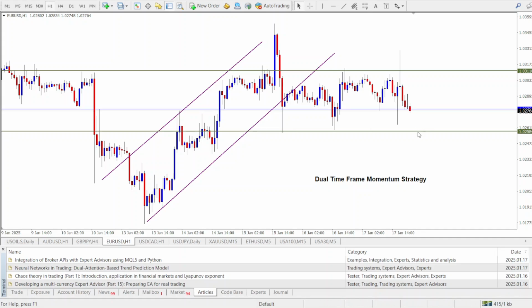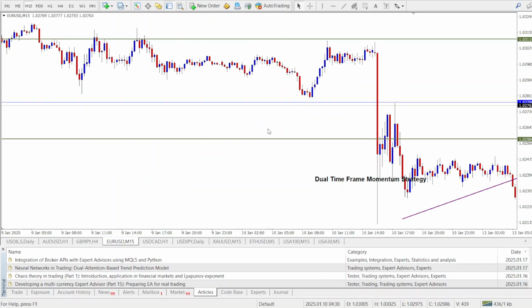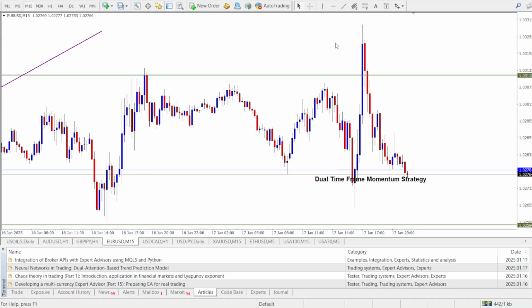Having identified this market condition on the higher time frame, you can then go down to the lower time frame, let's say the 15 minute chart, to pinpoint your entry signal. This way, you are aligning your trades with the overall market direction, but you are not waiting forever to get in.